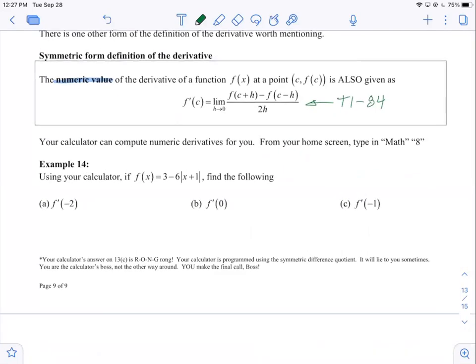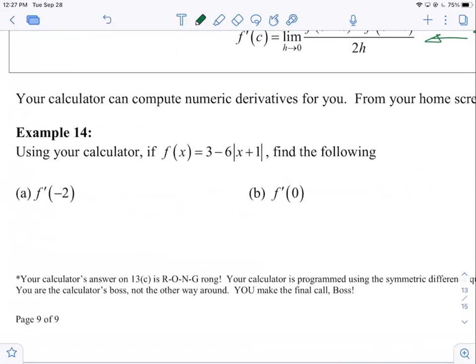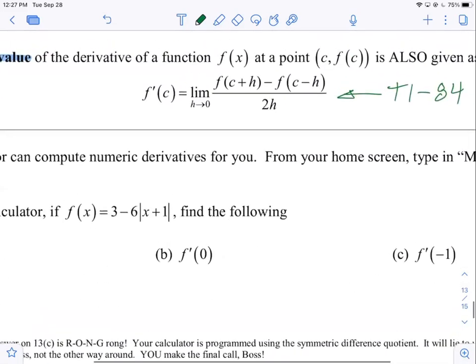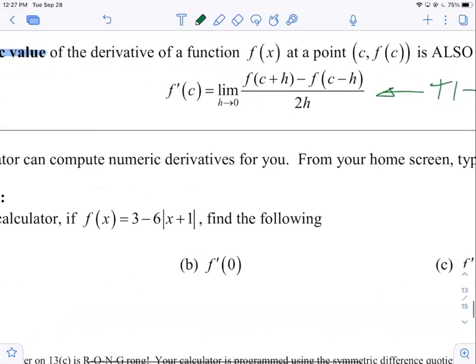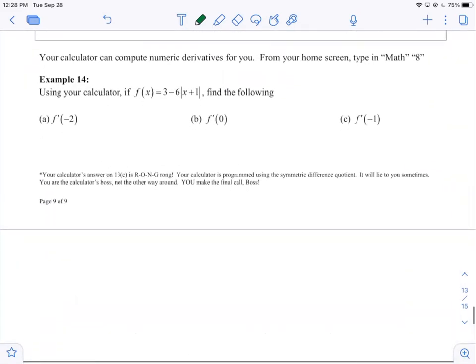So let's go ahead and look at example 14. Using your calculator, if f of x is equal to 3 minus 6 absolute value of x plus 1, find the following. Well, before we do that, let's go ahead and see if we can sketch this from our knowledge of parent functions and transformations. You want to try? Oh, I want to try.